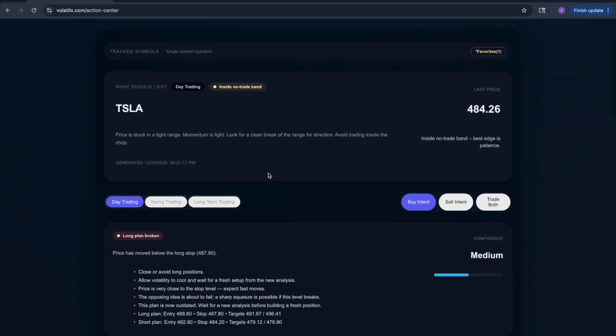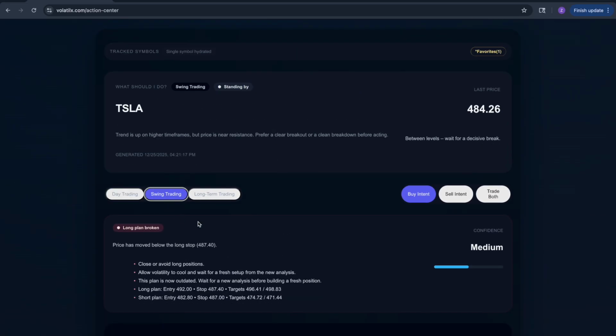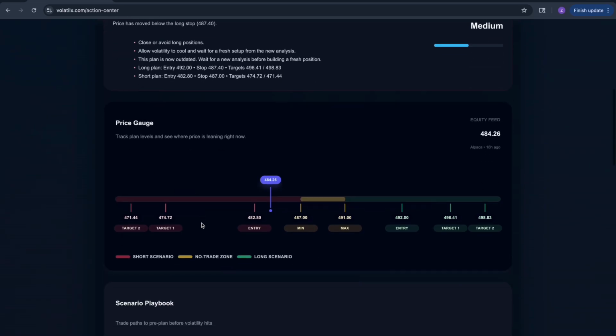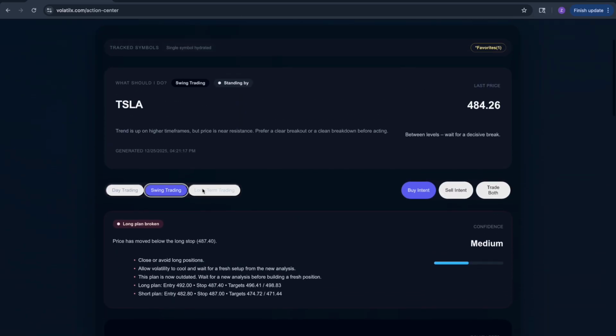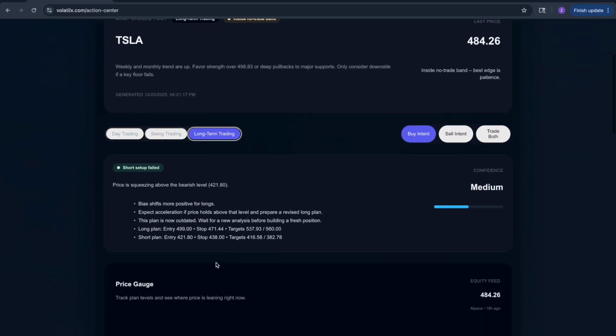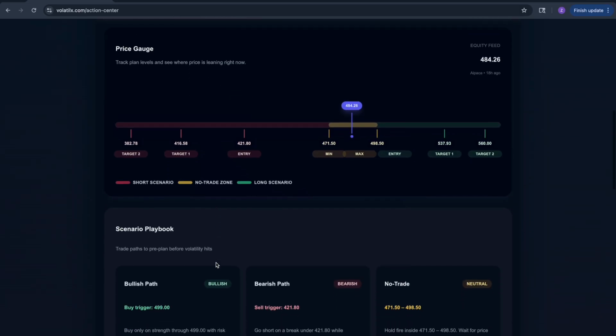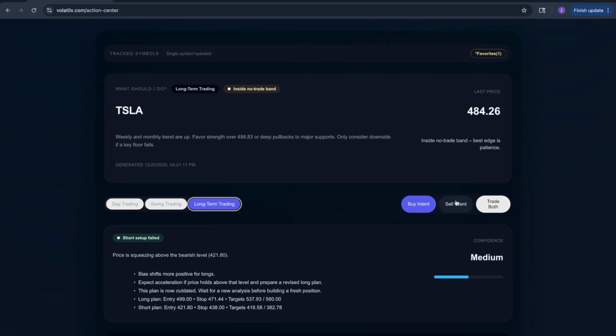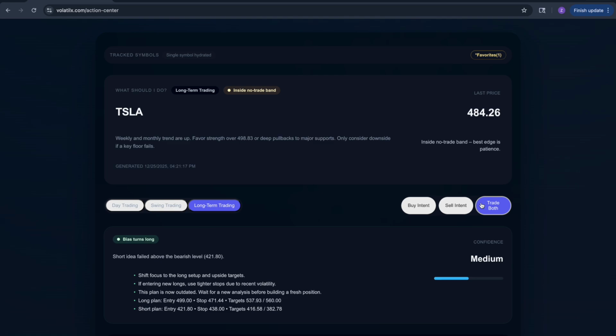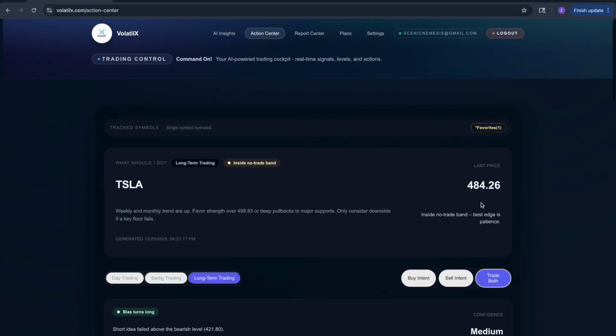Once again, you can switch between day trading, swing trading, and long-term trading based on the information that you are looking for, and the price gauge and scenario playbook will be altered accordingly. You can also switch your intent from buy, sell, or trade both to get explanations based on your intentions. Keep in mind, none of this is financial advice, and this is all just data and information to help you make more informed decisions.